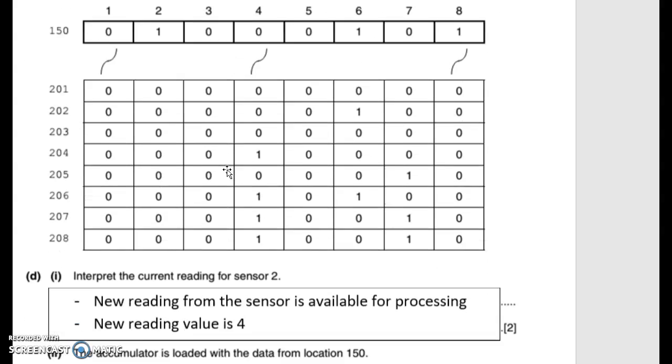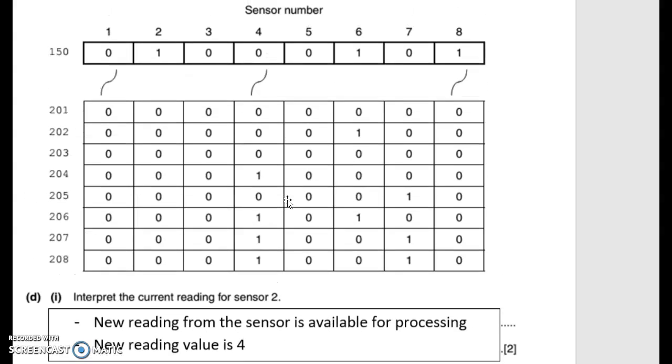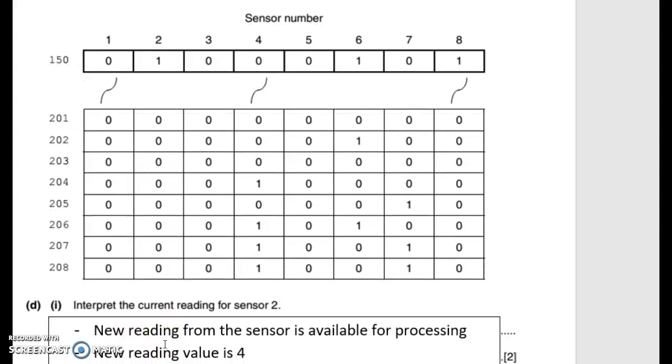Now let me go down. Interpret the current reading for sensor 2. So when there is a question like this, you have two areas to note. The first area is the flag value, and the second area is the actual value from the sensor. So what is the flag from sensor 2? Sensor 2 flag is 1. It indicates that there is a new value to be processed. So you can write that a new reading from the sensor is available for processing.